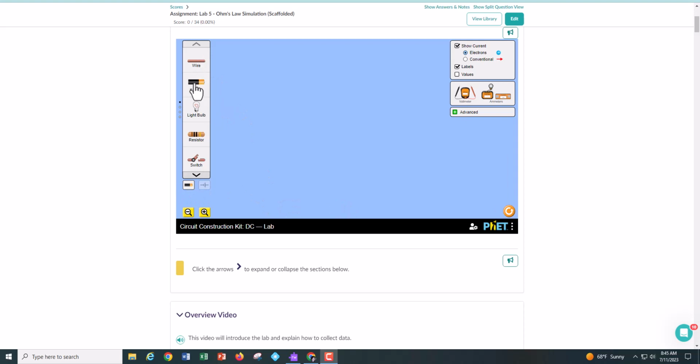You will either use a resistor or a light bulb. Let's say you have a light bulb, okay? You're going to take wires and attach them to either side of the light bulb or the resistor, and basically build a little circuit. And you're going to need to insert a battery of some kind. So we're going to do that.